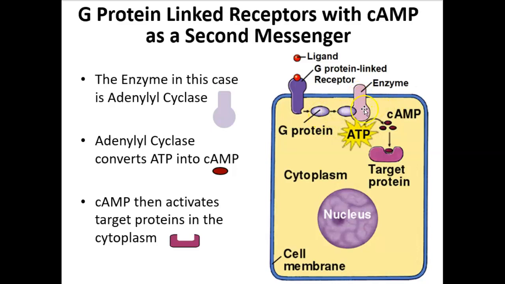The G protein will activate adenylyl cyclase, and adenylyl cyclase will convert ATP into cyclic AMP. Cyclic AMP is continually made as long as the G protein is bound to that enzyme, and G proteins are activated as long as the ligand is bound. Cyclic AMP then binds to target proteins in the cytoplasm, which have various functions.